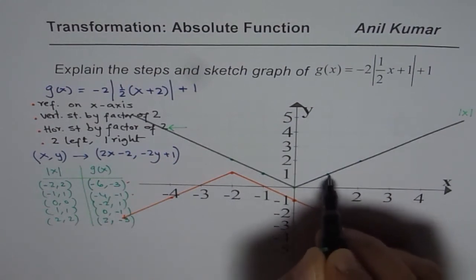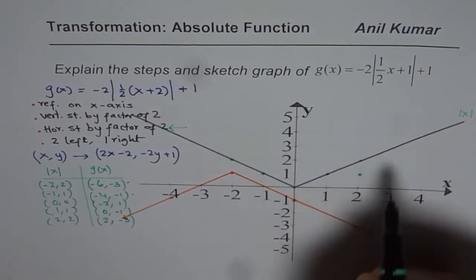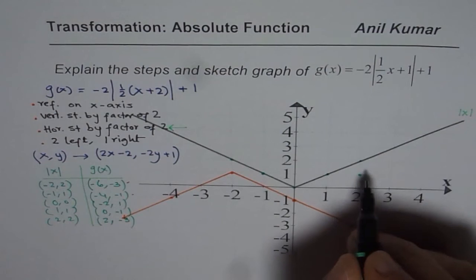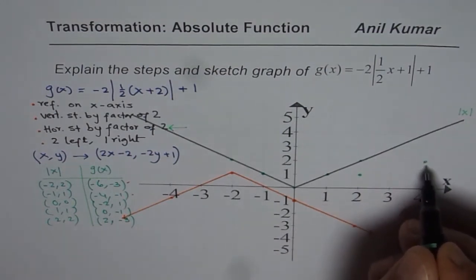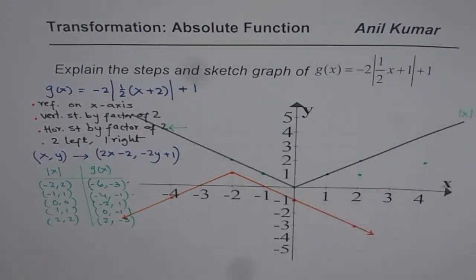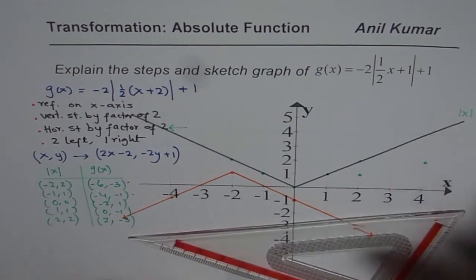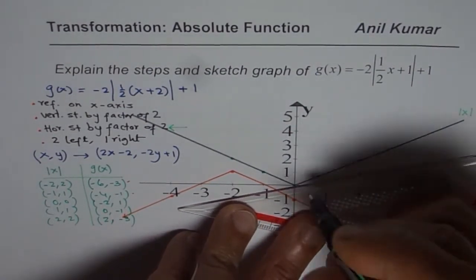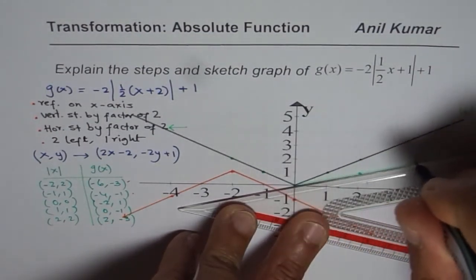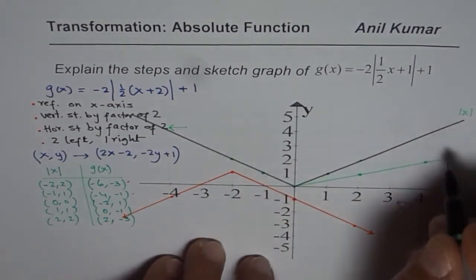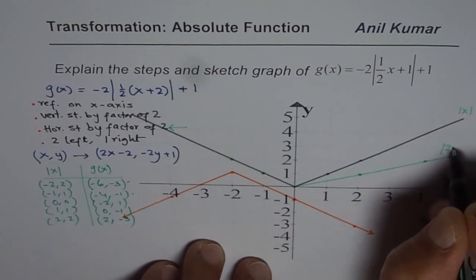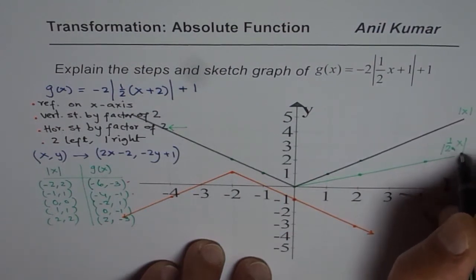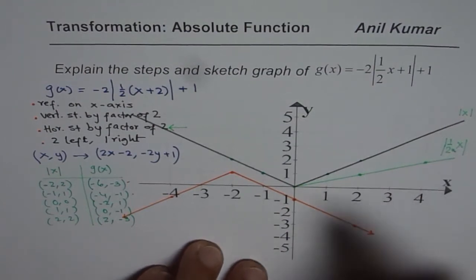So this point moves to here, right? Here it is at 2. 2 times 2 is 4. It moves to 4. 0 remains at 0. So I can connect this. So that becomes my graph horizontally stretched by a factor of 2. So this is absolute value of half x, I should write, right? Half x. Yeah, half x, correct.